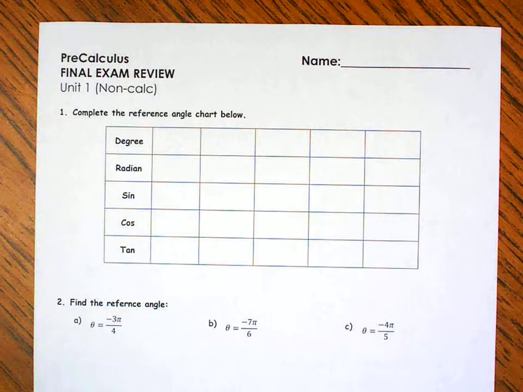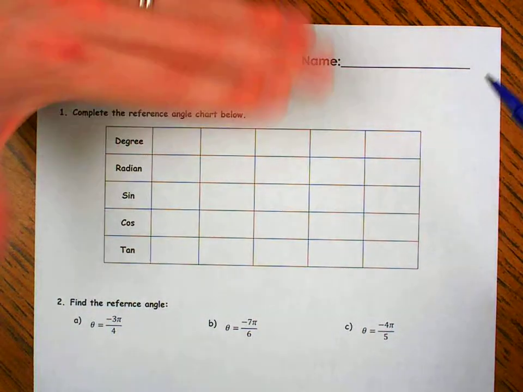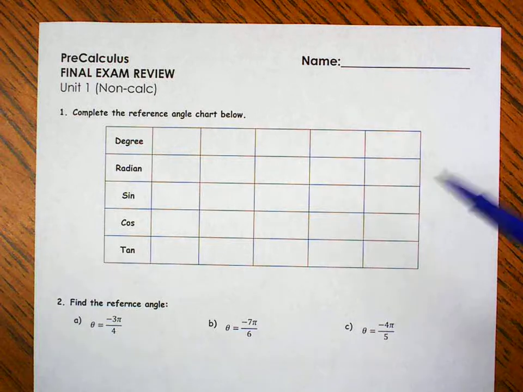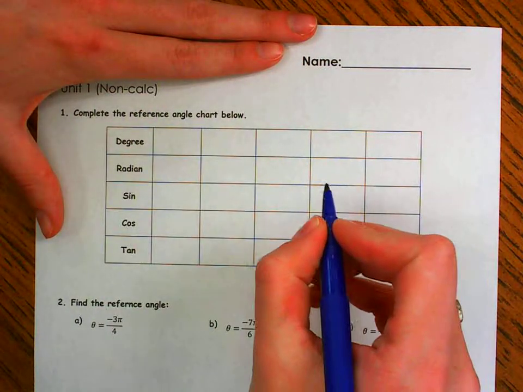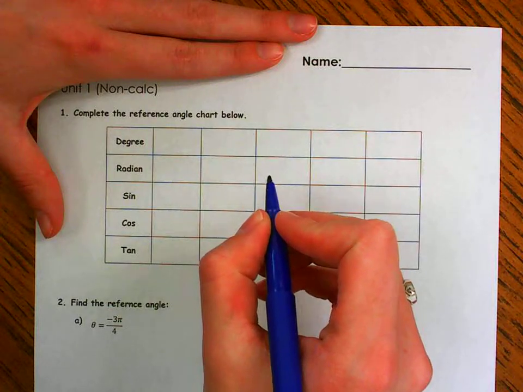Make sure you know how to do each section, you know the correct formulas, things like that. And you should really be set up for success. So remember, for the whole first semester, so Unit 1 through Unit 5, this reference angle chart is really, really important. So let's see if we can just fill this in together really fast.